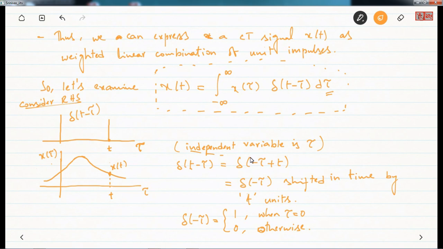So I suggest you look at one of the textbooks, any textbook. This is a simple explanation of how to express a continuous time signal as a weighted linear combination of continuous time unit impulses. Now, having represented that, we'll move to the impulse response of a system.